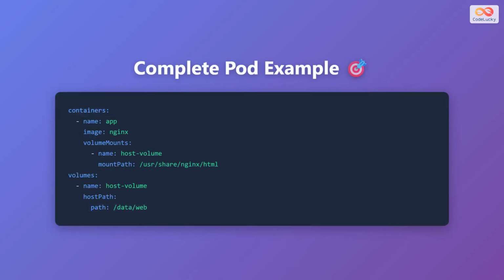Here's how it all comes together. In the container specification, you define a volume mount that references the volume by name and specifies where to mount it inside the container. Then, in the volumes section at the pod level, you define the HostPath volume with the actual path on the node. This connects the node's /data/web directory to the container's /usr/share/nginx/html directory.